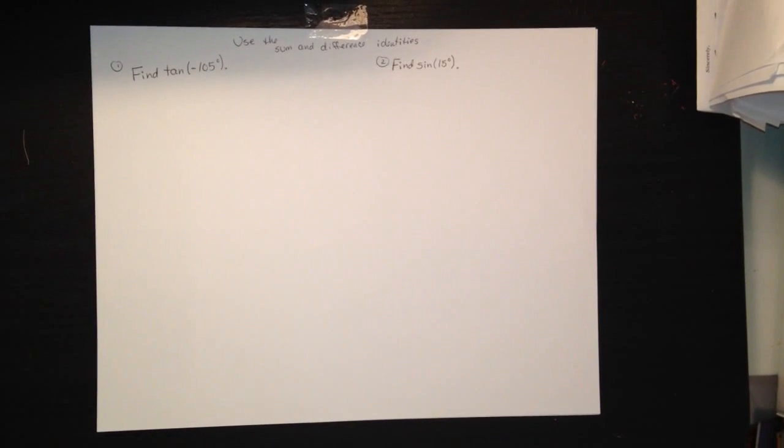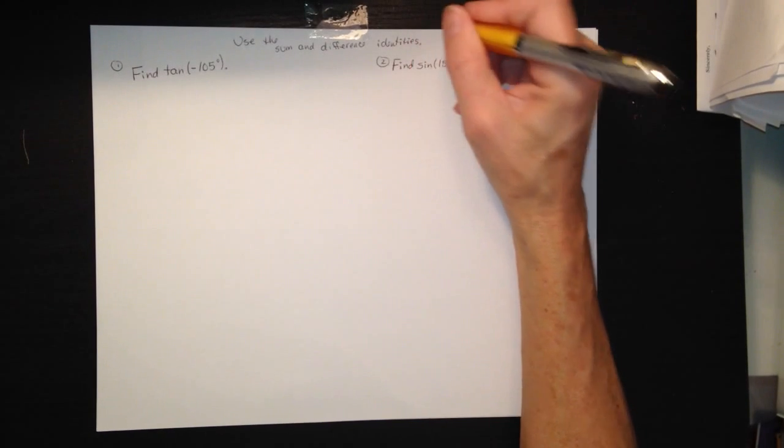Here is an example of using the sum and difference identities. We have to use the sum and difference identities to find the tangent of negative 105 degrees and also to find the sine of 15 degrees. I'm going to start with the sine of 15 degrees.